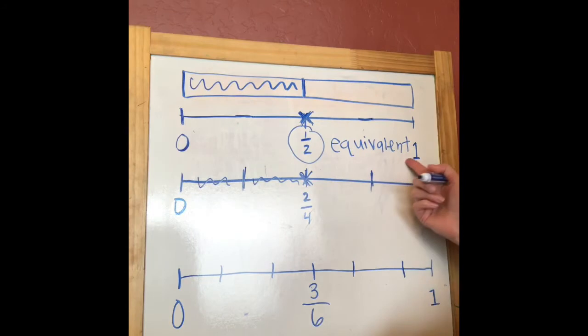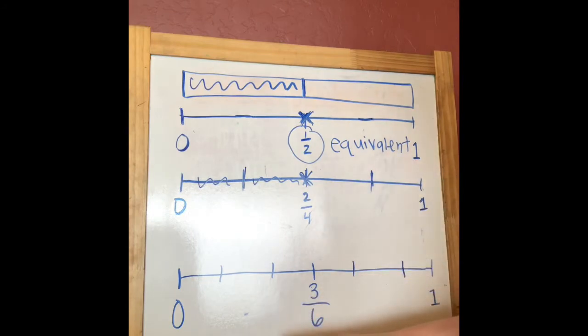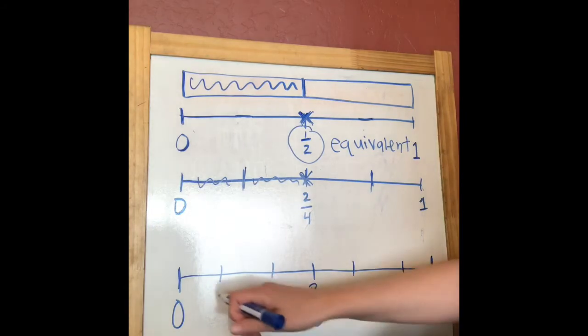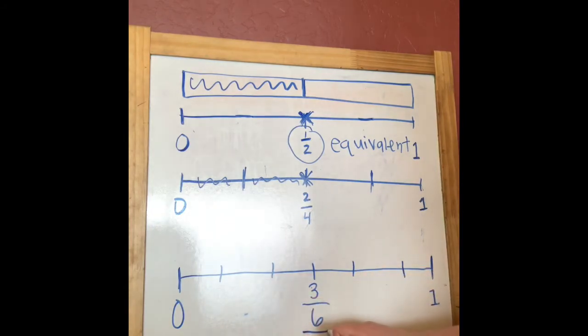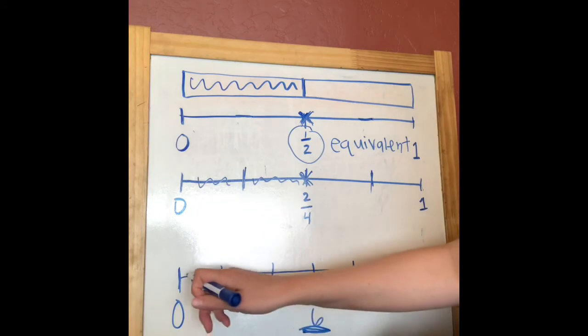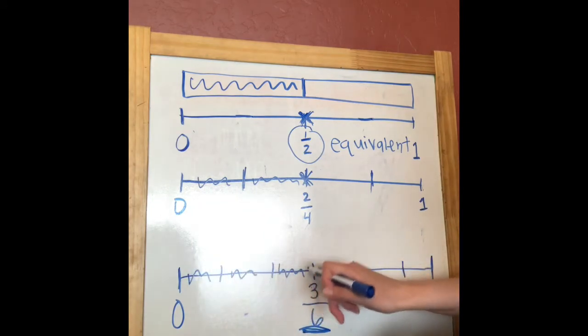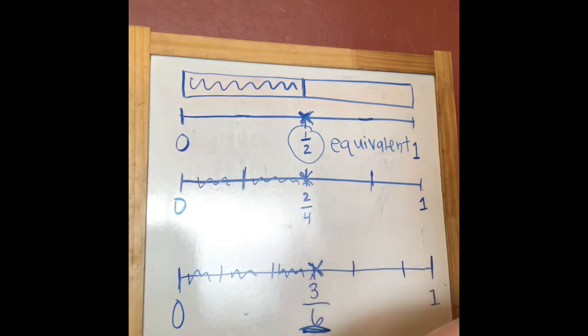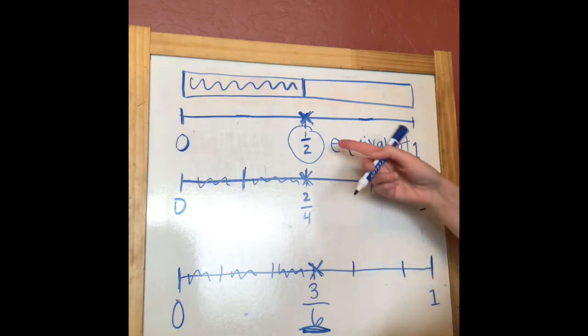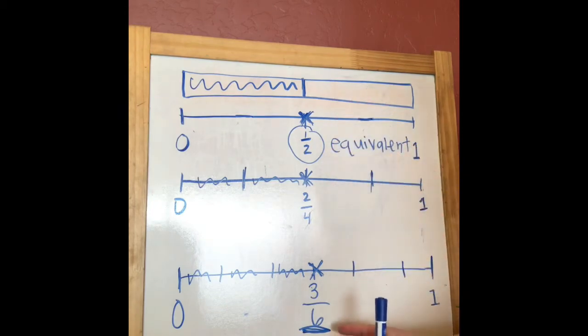They are equivalent. If I want to show you one more, I have a number line that's the same length as the other two. This time I divided it into 6 pieces. So I have 1, 2, 3 sixths is the same as 2/4, which is the same as 1/2. All of these fractions are equivalent.